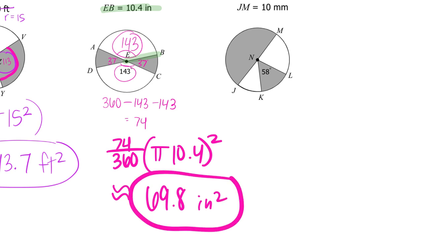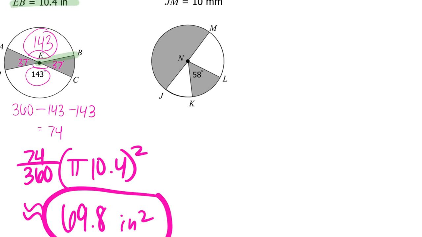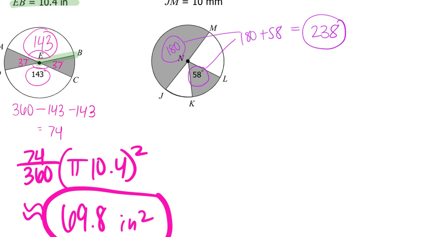Okay, so in the next example, this one's similar. We have two shaded portions and we can just add them together. So we know that this one's 58. Now this one over here is half the circle. That would have to be 180. That's because this is a diameter here, right? So what we can do is just do these two added together. So 180 plus 58, that's going to give us 238. So that is the portion of the circle that we're trying to figure out. So we have 238 out of 360, and we're going to multiply that by pi r squared.